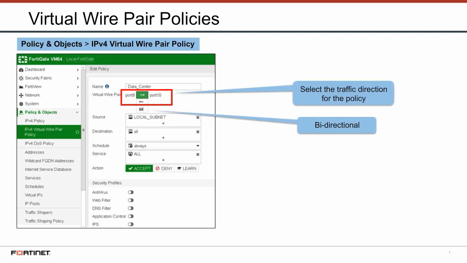The firewall policies for virtual wire pairing are configured under a different menu item. This menu item is displayed when you have created at least one virtual wire pair. Remember that you will need separate firewall policies for traffic flow in each direction on the virtual wire pair.